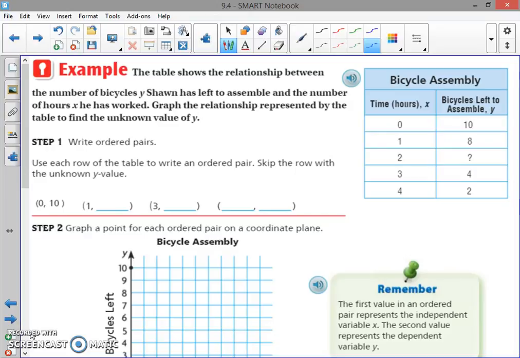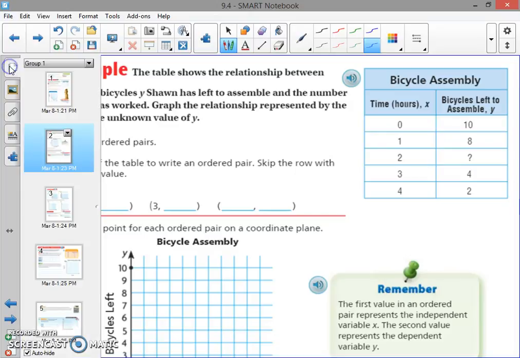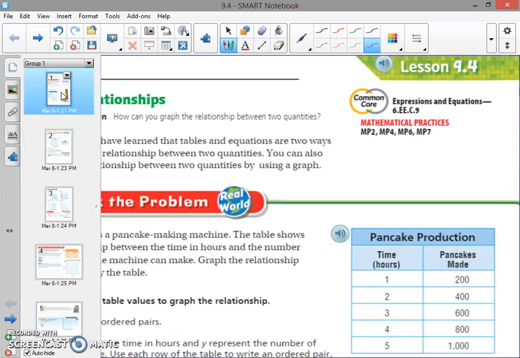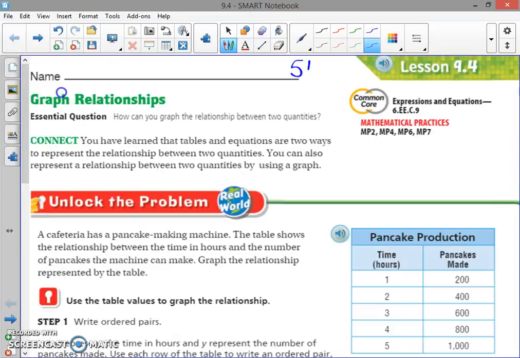This is lesson 9.4, and it is on page 511. I've got my calligraphic pen all ready to roll. Now, we're going to be working with graphing the relationships that we've talked about for the past 3 lessons. So the essential question: how can you graph the relationship between two quantities?